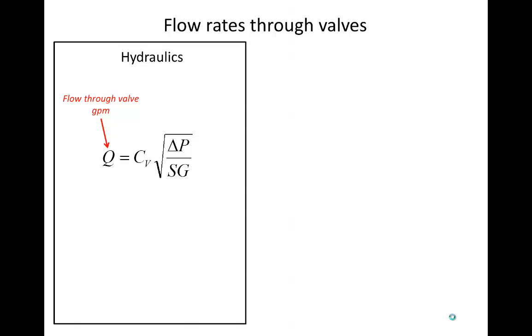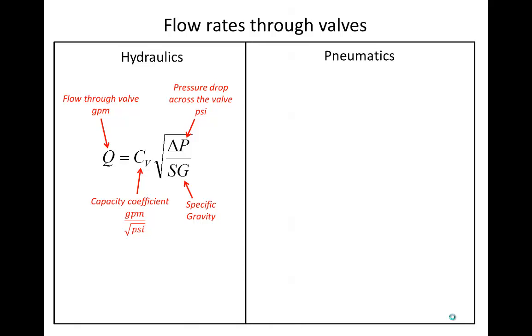Q being the flow rate through the valve in gallons per minute, C sub V is the capacity coefficient in gallons per minute per square root of psi, and the delta P was the pressure drop across the valve in psi, and the specific gravity.